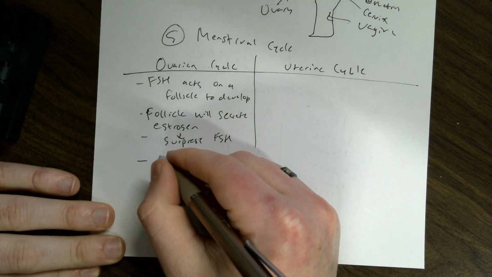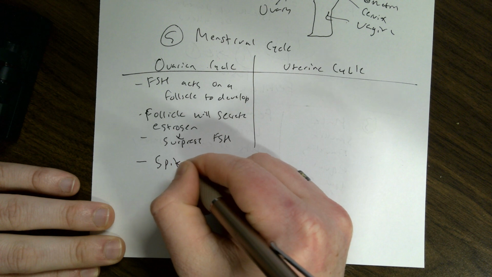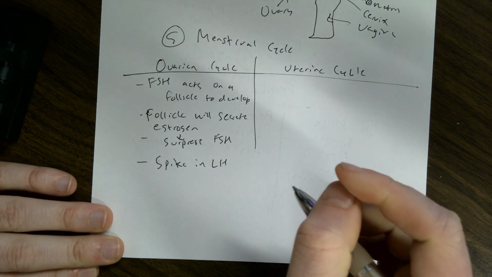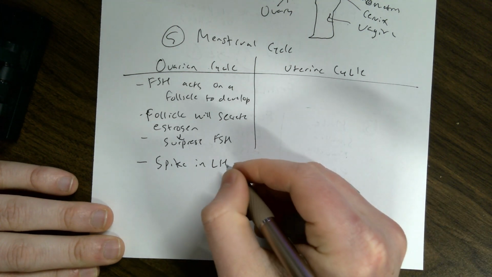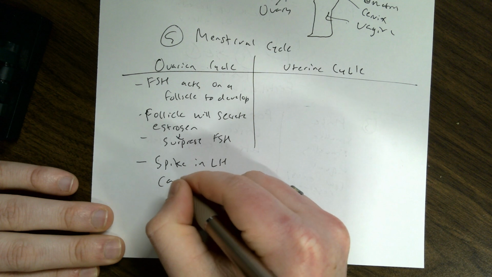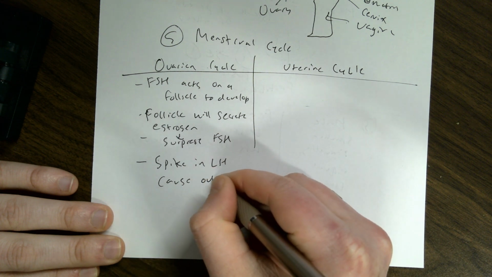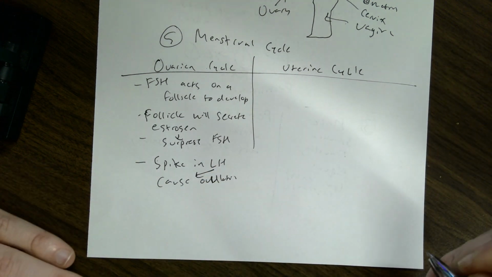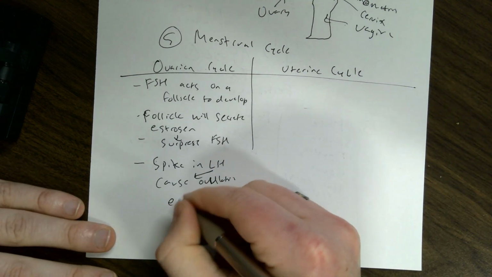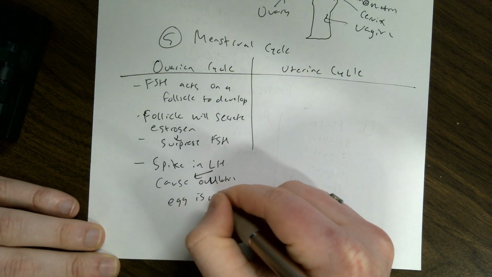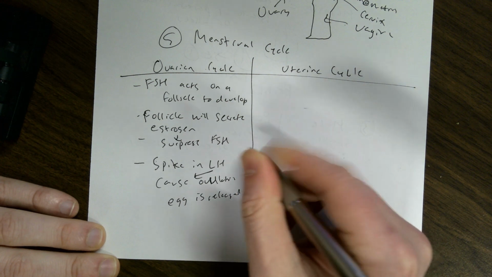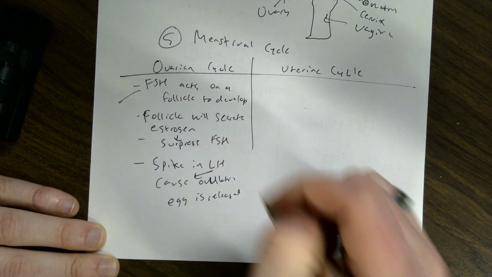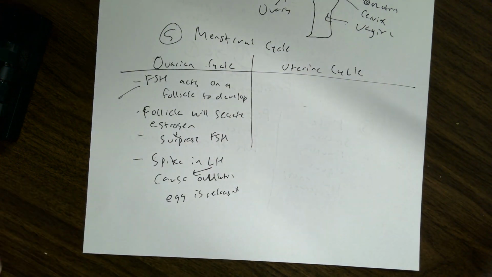Eventually, the estrogen will cause a spike in LH, and LH and FSH are both coming from the pituitary gland, so that LH will then cause ovulation. So LH causes ovulation. That's when the egg is released from the follicle. Okay, so this one and this one are pituitary, and then estrogen is an ovarian hormone.